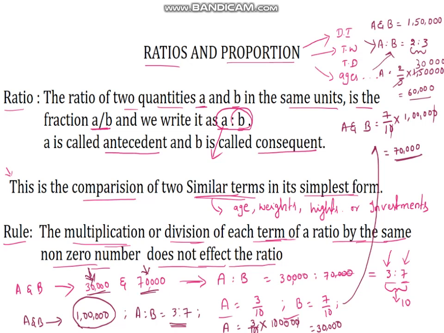Here the total is 1,50,000 and the remaining amount is 90,000. No need to calculate that again. So B's share is 90,000. Here 3 parts, so one part is 30,000. 3 parts, how much? 90,000. So this is for A, and this is for B.